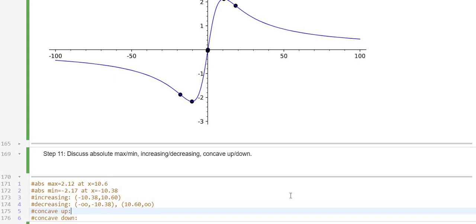Concave up and down. Again, I'm going to start on the left. It starts out concave down on the left. Okay, put your hand on here and your palm will point down. Or if you imagine tangent lines here, this is below the tangent line. Okay, so concave down over here to the left until it hits the first inflection point. That's negative 18.02.